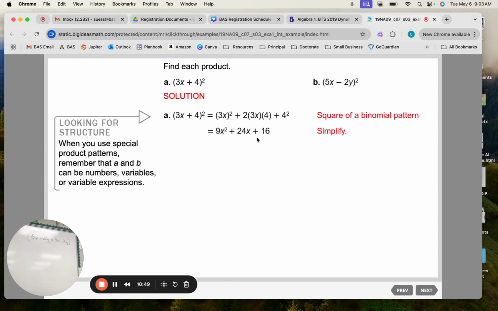So, according to FOIL, we're doing 5x times 5x, which is 25x squared. And then 5x times negative 2y is negative 10xy. Excellent. Why is it xy? Because you multiply the x and the y together, and it's in alphabetical order. So always put x, y, z in order. That's why we do A, B, no matter which one was there first.